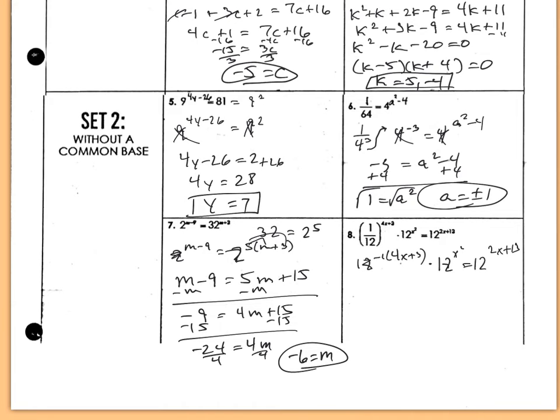So now that all the 12's matched, we can get rid of these. I'm going to distribute the negative 1 also, so negative 4x minus 3. The times turns into plus. The equal stays equals.